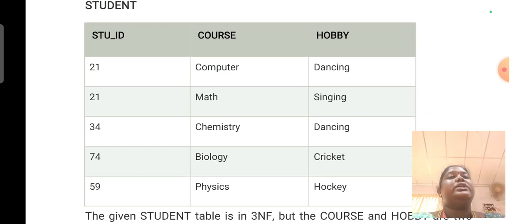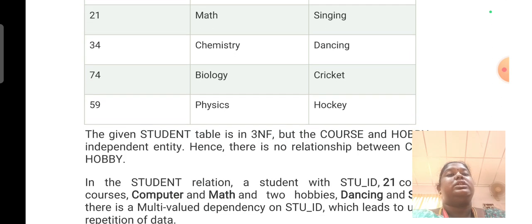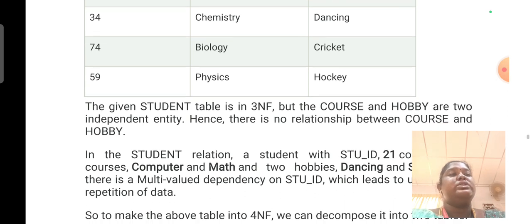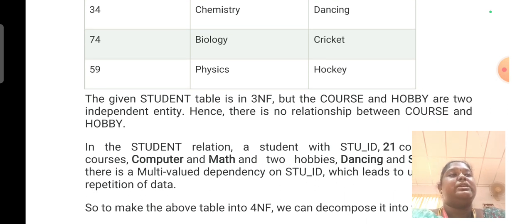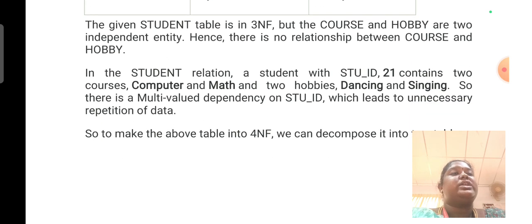Example here: student table, student ID, course, hobby. The given student table is in 3NF, but the course and hobby are two independent entities. Hence, there is no relationship between course and hobby. In the student relation, a student with student ID 21 has two courses, computer and maths, and two hobbies, dancing and singing. So there is a multi-value dependency on student ID, which leads to unnecessary repetition of data.